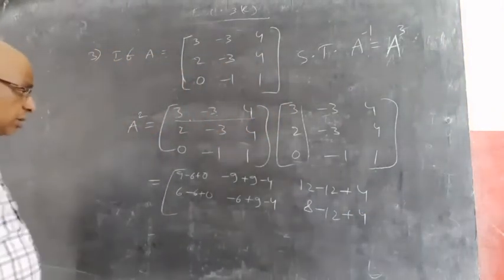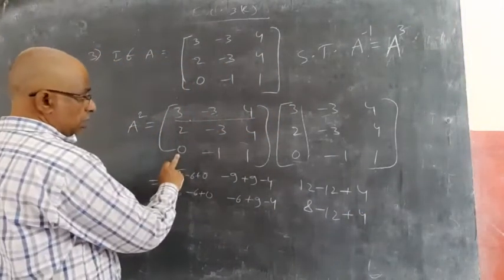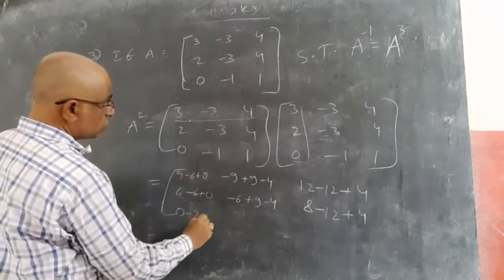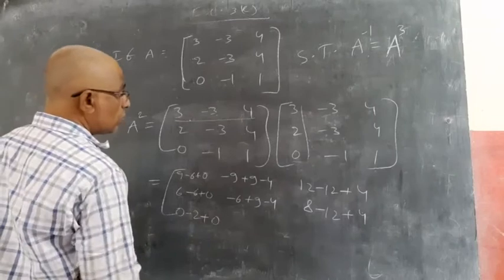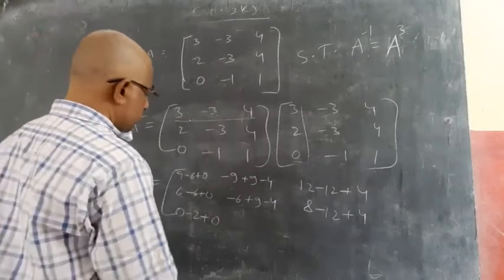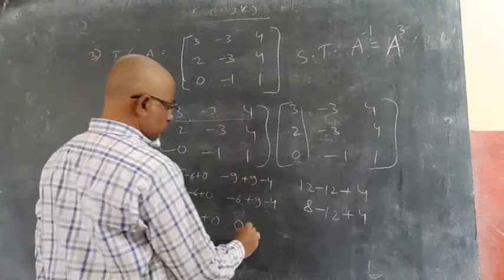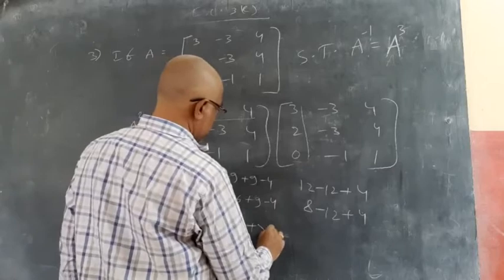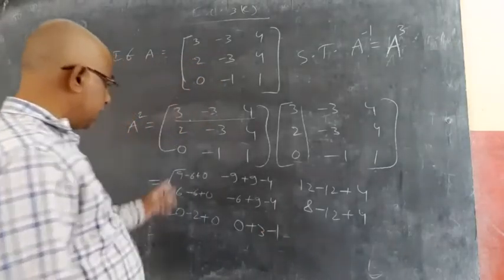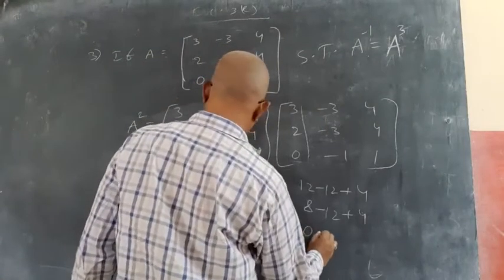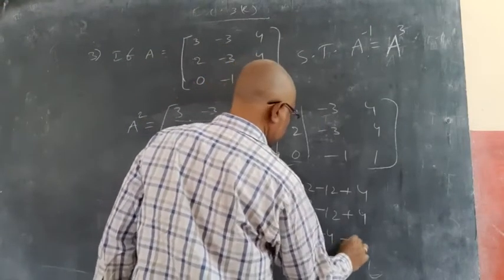Next, coming to here, 0 minus 2 plus 0. Next, 0 minus into minus plus 3 minus 1. Next, this row with this column. 0 minus 4 plus 1.